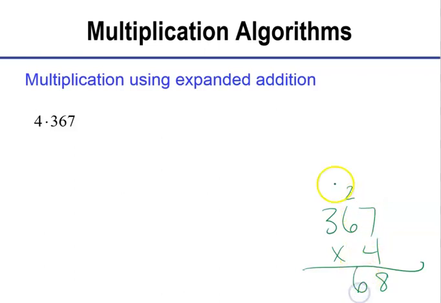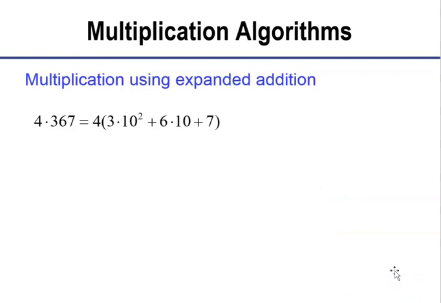So I bring down the 6, carry the 2, and so we're regrouping now 200. We have 200s up here. 4 times 3 is 12, plus 2 more is 14. That's just the standard algorithm, but let's look at this in more detail. What if I write 367 expanded? Okay, what does that mean?